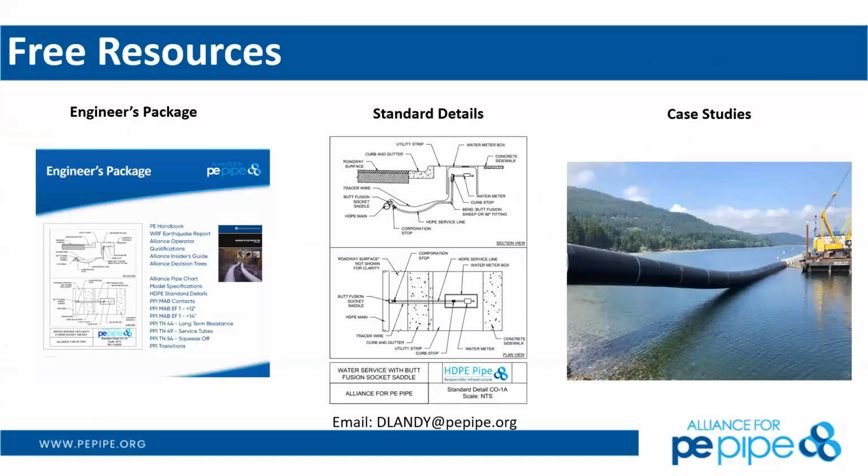Some more free resources for you: this engineering package. If you'd like to get a copy of that engineering package, we do have a contact for you on this page as well. A lot of things within that package: a searchable PDF of PPI's Handbook of Polyethylene Pipe, the Alliance for PE Pipe's Insider's Guide to PE Vocabulary, AutoCAD format plus PDF format typical details, specs, all sorts of things that are involved in this engineering package for you to take a look at.